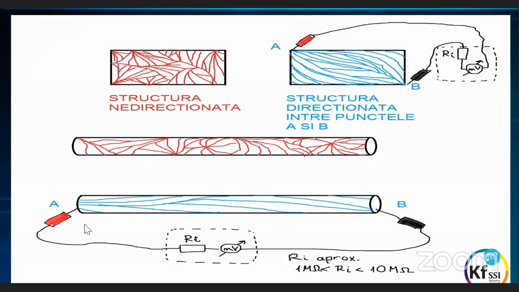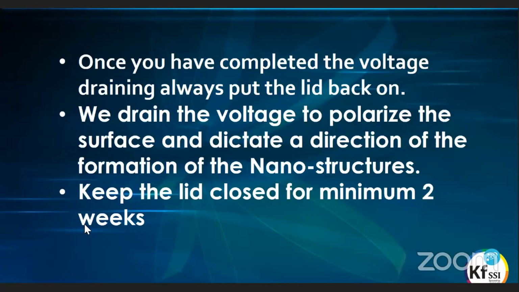Okay, so once you've completed your draining, always put the lid back on. Never leave your lid open. And so we drain the voltage to polarize the surface and dictate the direction of formation of your nanostructures. You can do this, as Sandor has shown, in different positions, or you keep your one position where you're putting your electrodes all the time. And then you keep your lid closed for a minimum of 2 weeks.